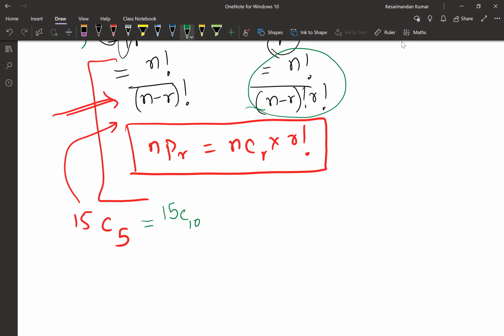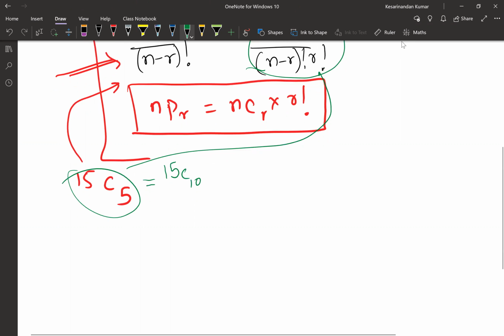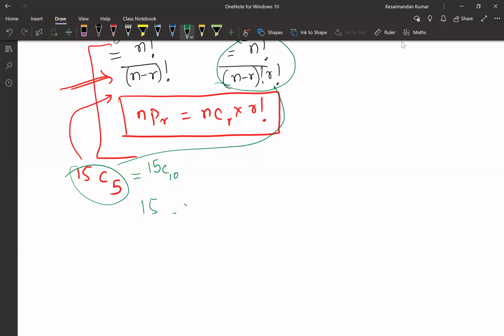I mean, if I have to use this formula, it will be a pretty hectic task. What I'll have to do is 15, 14, 13 and all the way to 1, and then I have n minus r. So n minus r would be 10 factorial, so 10 into 9 into so on till 1. And then r is 5, so 5, 4, 3, 2, 1.